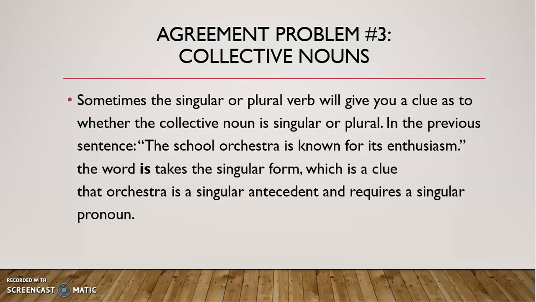Sometimes a singular or plural verb will give you a clue as to whether the collective noun is singular or plural. In the previous sentence, the school orchestra is known for its enthusiasm. The word is takes the singular form, which is a clue that orchestra is a singular antecedent and requires a singular pronoun.